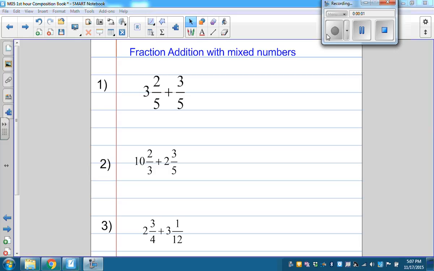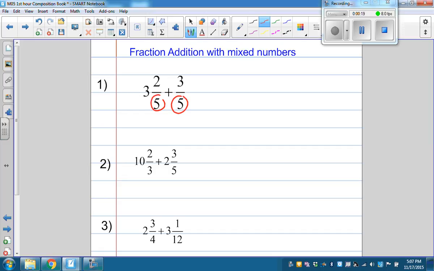Okay, we're doing a review on fraction addition. Also, you did this last year, so we're going to practice it this year just to get fresh before we go into harder problems. So remember, when you do fraction addition, you want to look at your denominators and make sure they're the same. And if they're a common denominator, then you just add the numerators and you add the whole parts.